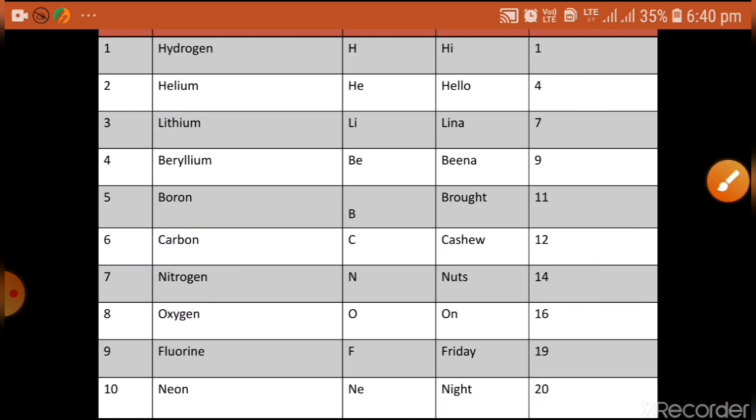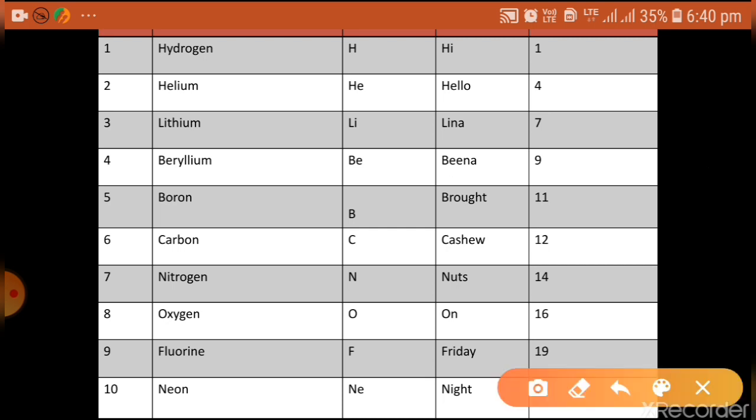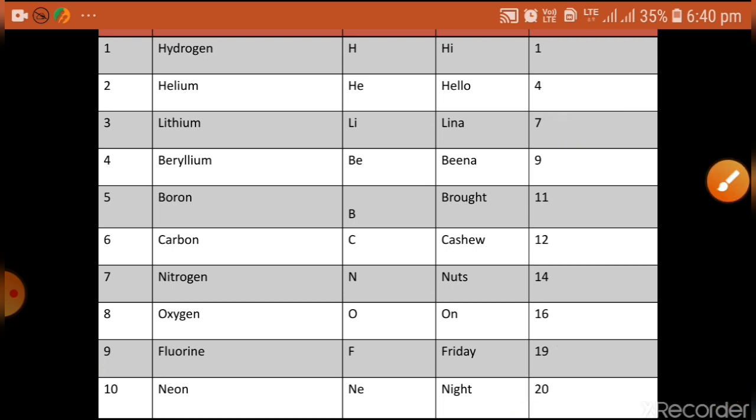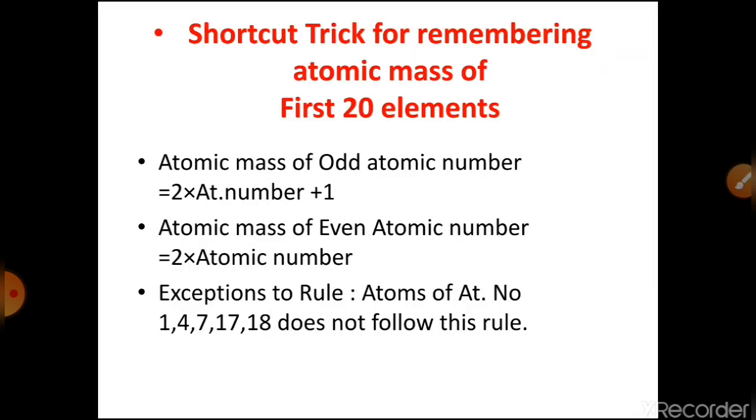And now we will see the odd atomic numbers. Here you can see lithium's atomic number is 3. Here, twice the atomic number plus 1 means 2 into 3 plus 1, that is 7. Here you can see fluorine. Fluorine has atomic number 9, which is an odd number. So 9 into 2, 18, plus 1, 19. So most of the elements in these first 20 elements follow this rule.